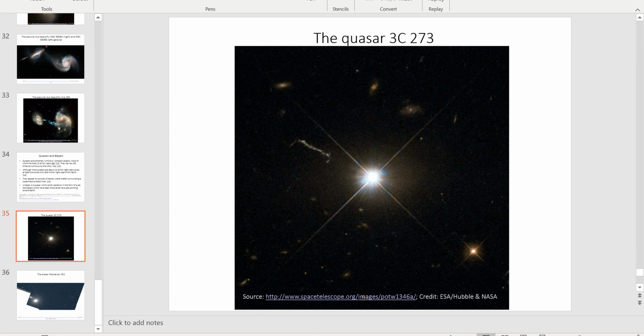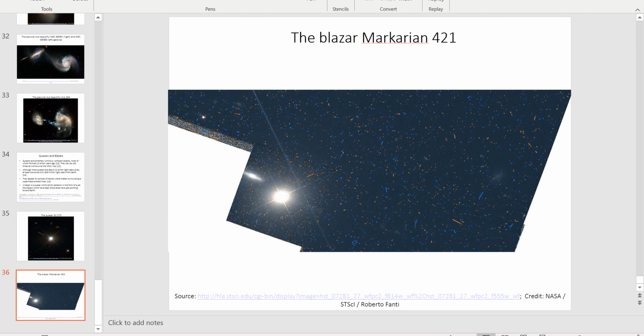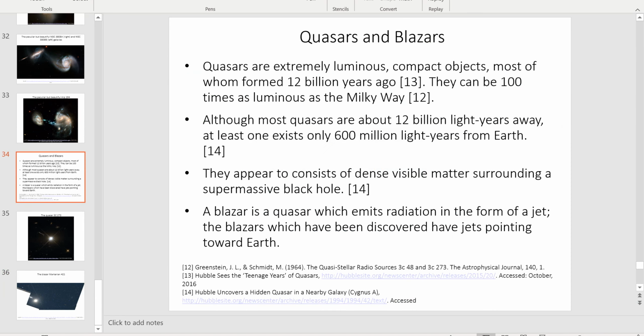This is a quasar, and this is a picture. These are real pictures. This is a picture of a blazar. Most of these objects are very far away, and they give us insight into what was happening in the universe many billions of years ago.